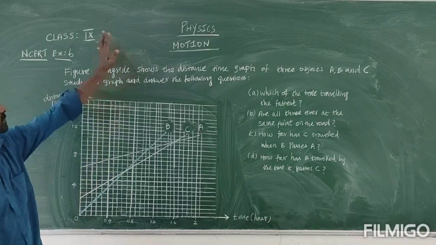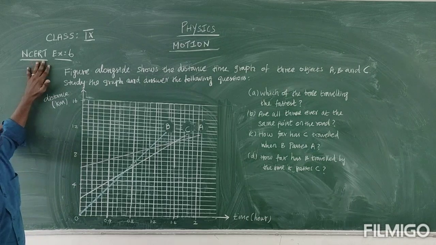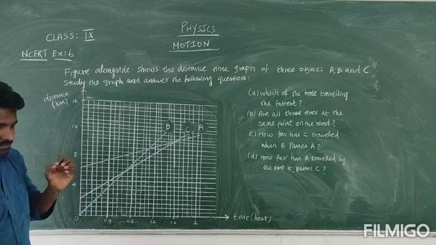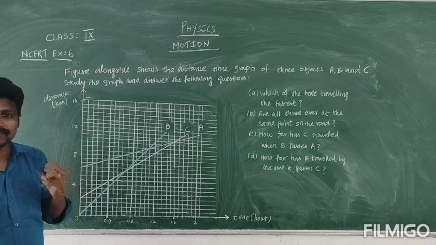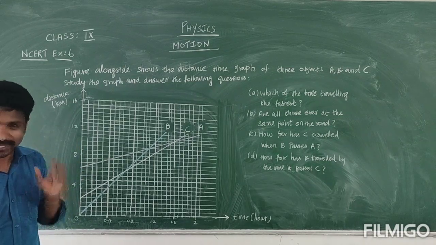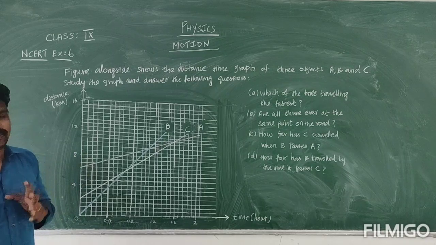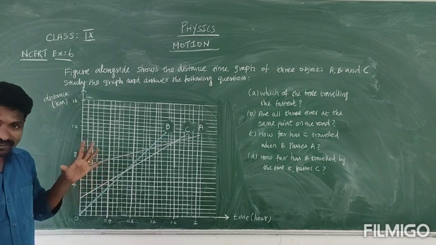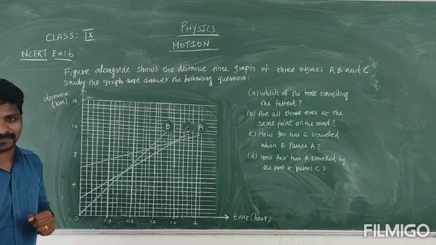The next question from 9th standard motion chapter, NCERT exercise problem number 6. It is one of the fantastic questions because we have to calculate the distance by using the graphical method, by using the graph. So here the calculation as well as the graph analysis is very important in this question.